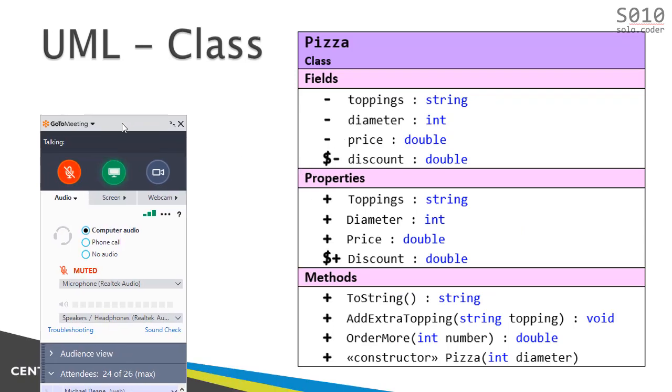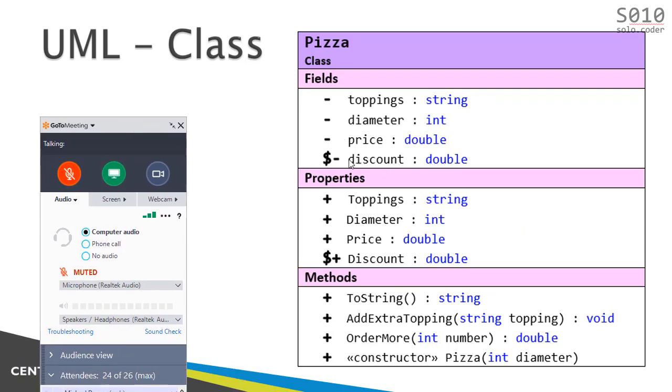Let's enhance a little bit our pizza class. We have now, look at this, discount. What is this again? The dollar sign? It's static. So discount here becomes a static property, a private static. And then we have a public static property called discount. Look at here, under methods, we have a constructor called pizza, the same name as the class, with one parameter called diameter. Okay? So this is how you come to define those classes.